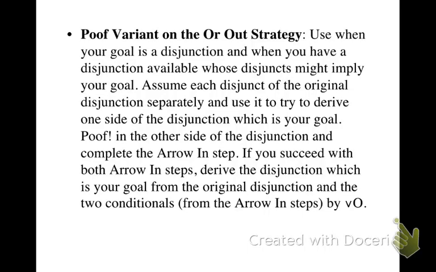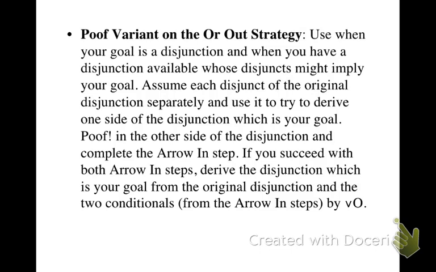In this video we'll explain the Poof variant on the OR out strategy. The Poof variant on the OR out strategy says, use it when your goal is a disjunction, and when you have a disjunction available whose disjuncts might imply your goal. Assume each disjunct of the original disjunction separately, and use it to try to derive one side of the disjunction, which is your goal. Then poof in the other side of the disjunction and complete the arrow in step.